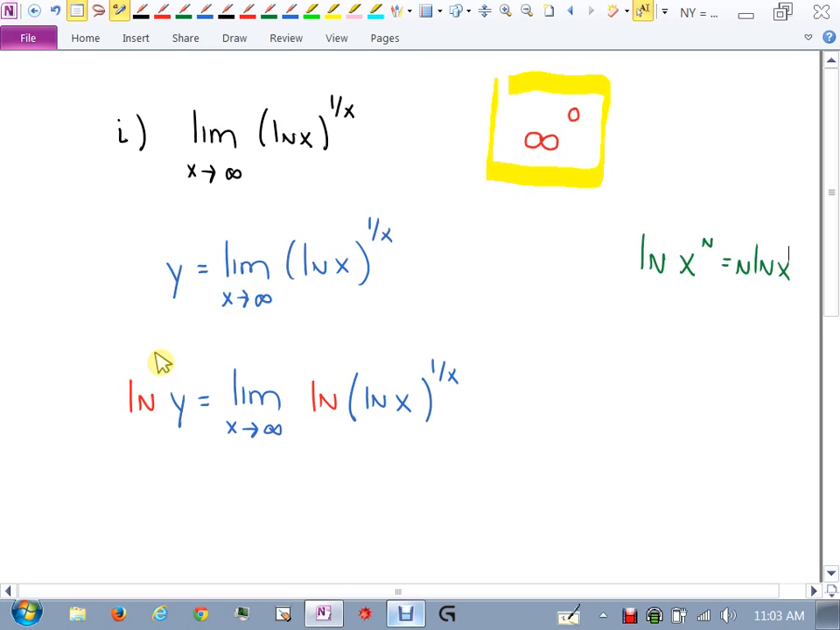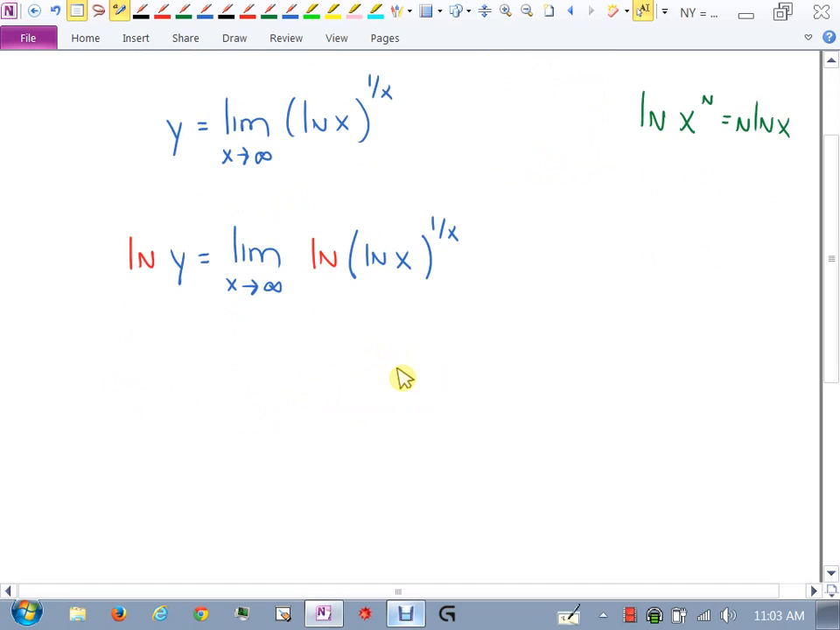But if I come in with natural log on both sides, now I have natural log of something, right? And that something is being raised to the 1 over x, so the 1 over x can come out. So I've got 2 natural logs here. It looks weird, but that's the way it's going to be, all right? So I've got natural log y equals limit x goes to infinity. The 1 over x came out times I have natural log of x.